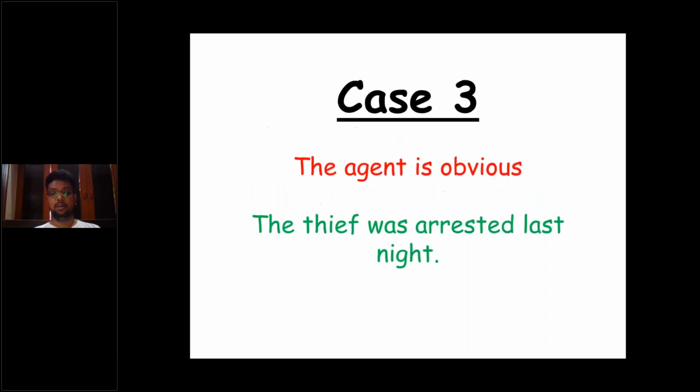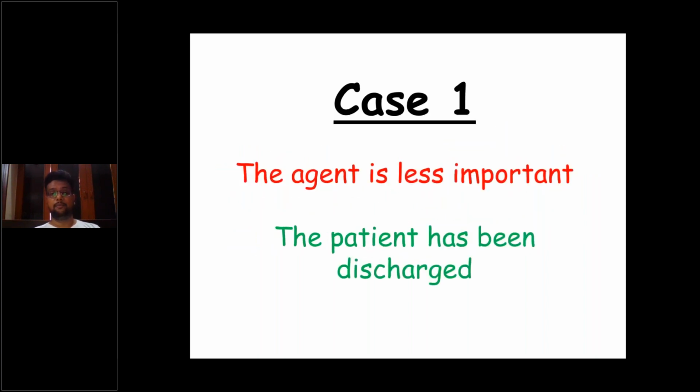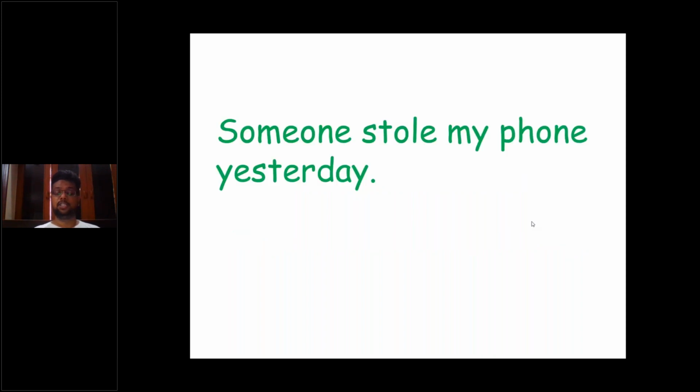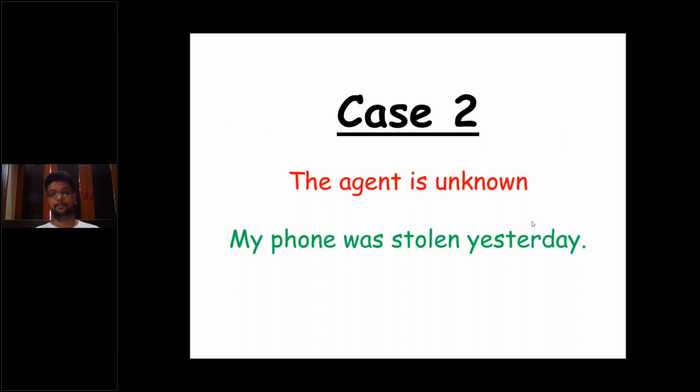So we have discussed here 4 cases. Let us look at them once again. Case number 1, when the agent is less important: the patient has been discharged. This is of importance. Now nobody is asking you by whom. Case number 2, when the agent is unknown: my phone was stolen yesterday. Who stole your phone? I don't know. Someone stole my phone yesterday. This is the active form and this is the passive form.